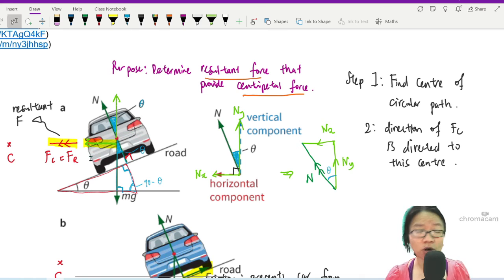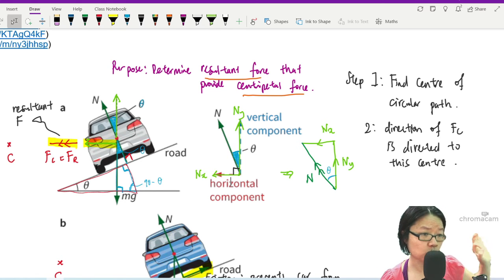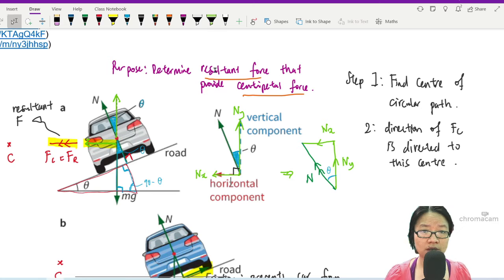But in the questions in this chapter, all the things are moving in a circle. Because it's moving in a circle, it gives you a clue. The clue here is that all the forces, whether it's normal, mg, or friction, will lead to a resultant force that is directed towards the center of the circle. This is what is meant by resultant force provides centripetal force.